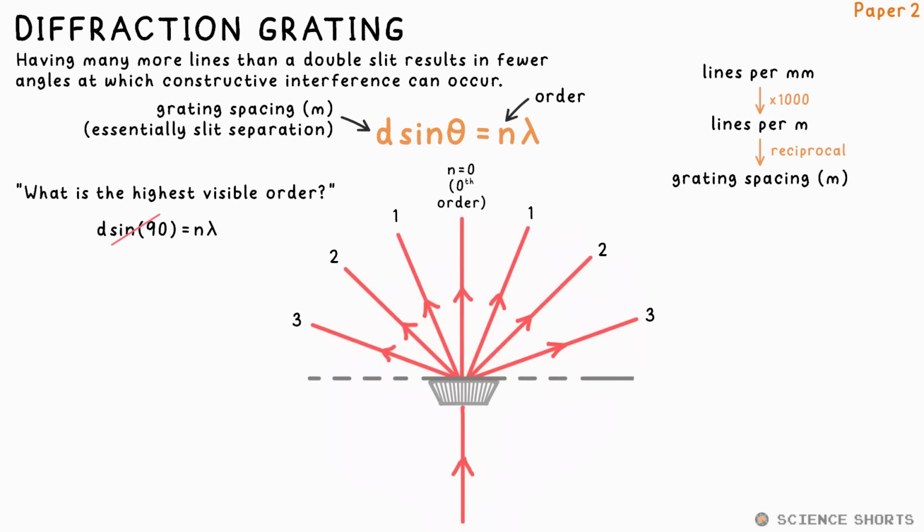Sine theta equals 1, so n equals d over lambda. Let's say this ends up being 3.8. There's no such thing as a 3.8th order, so only orders up to the third one are visible.